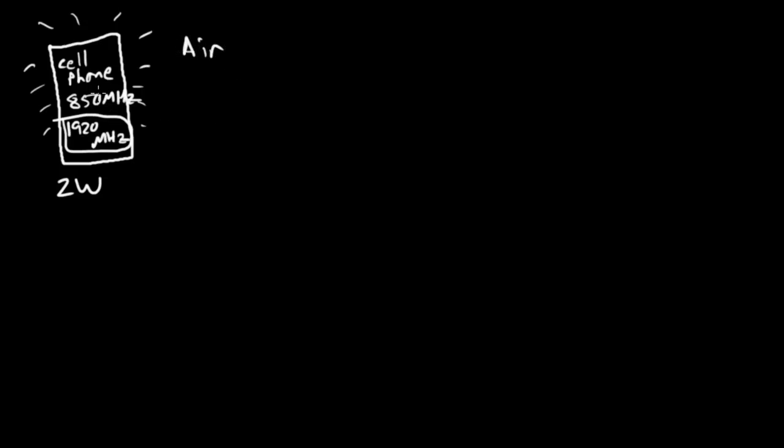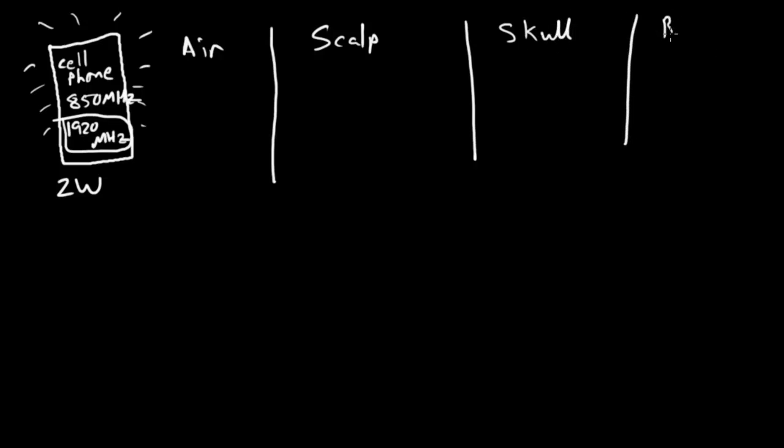Okay, first we have the air. There's some air, I'm going to assume, between the cell phone and your ear, or you can press it up against your ear and it'll be about the same. Let me draw the whole model and then I'll write out the terms. Then we have the scalp. Then we have the skull. And finally, the brain.